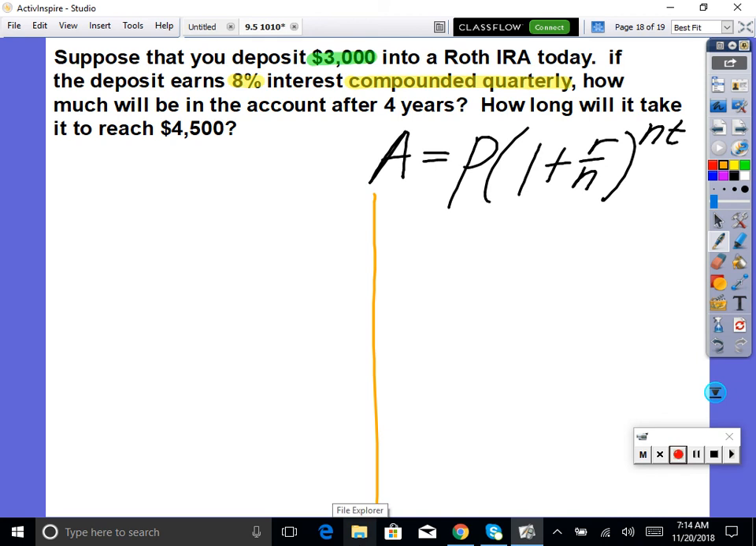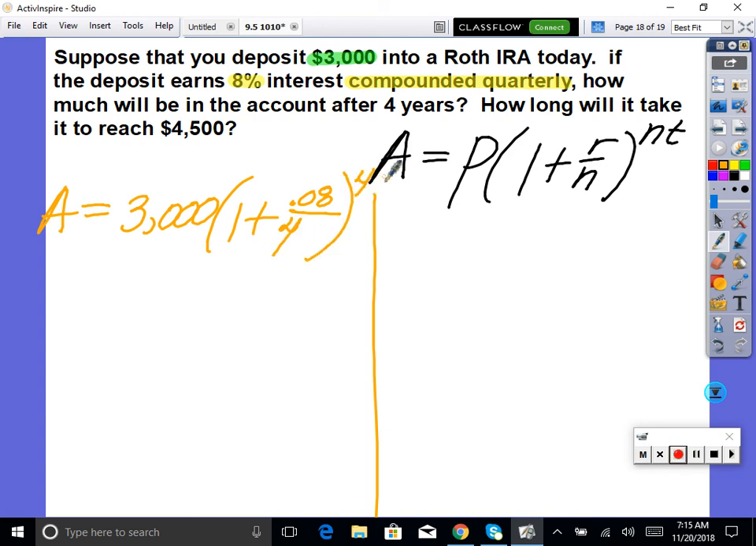It says, how much will be in the account after 4 years? Wouldn't I plug that in for t, the 4 years for t? So let's set up our equation. A is equal to our put down amount is 3,000. And then 1 plus our rate is 0.08. N is the number of times that compounds in a year. So 4, raised to the 4 and then t after 4 years. So that's how we calculate that one.